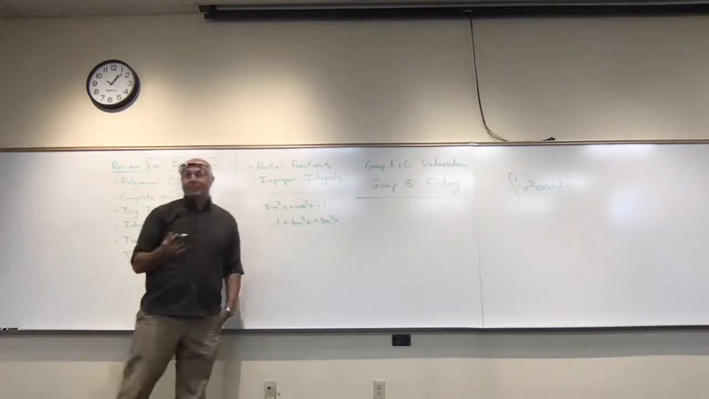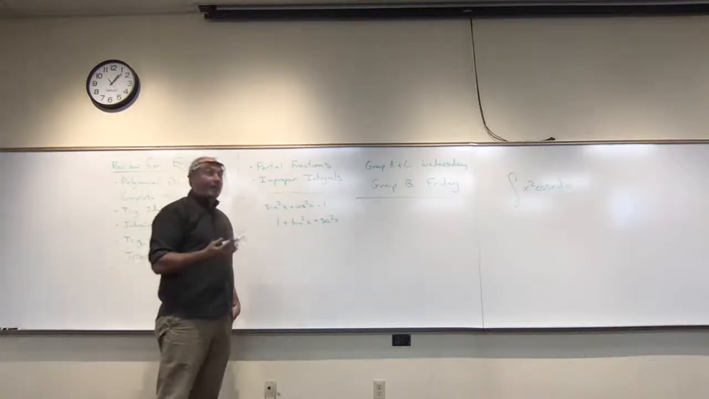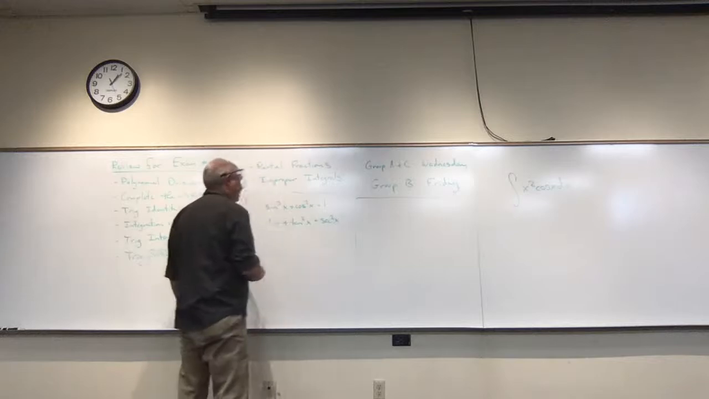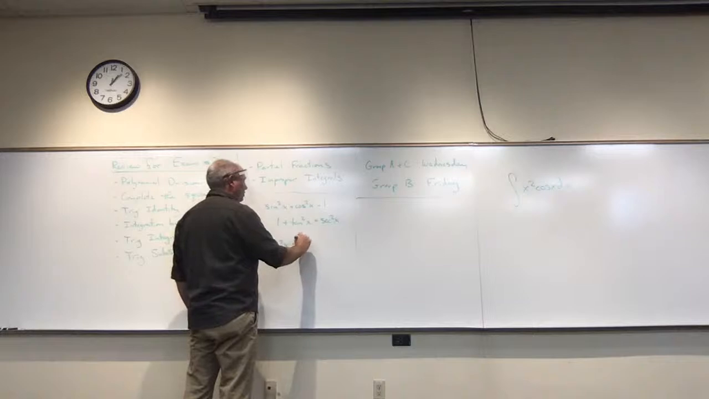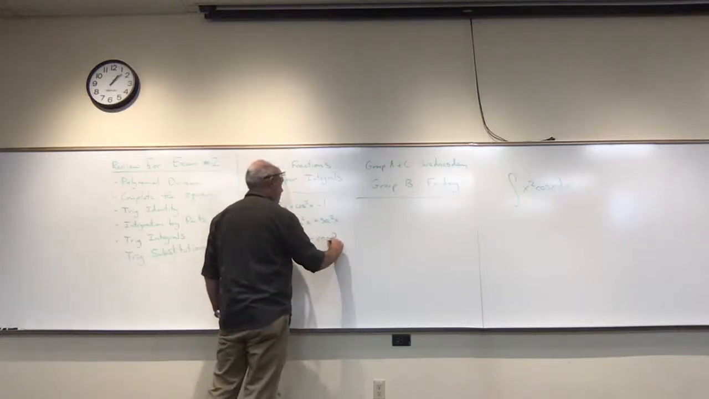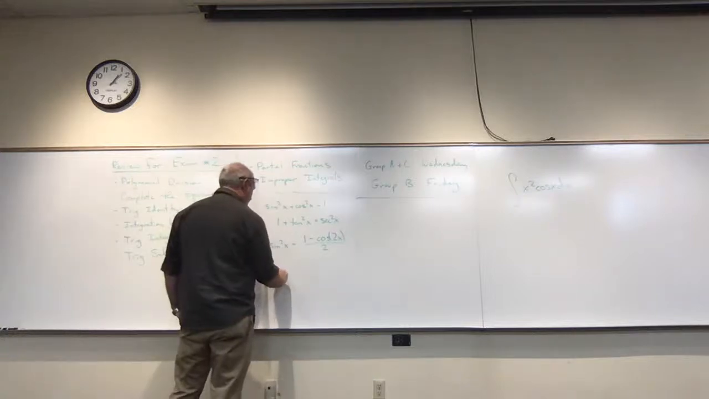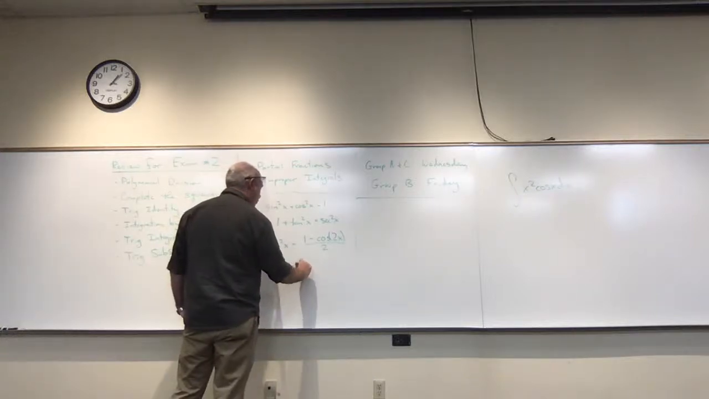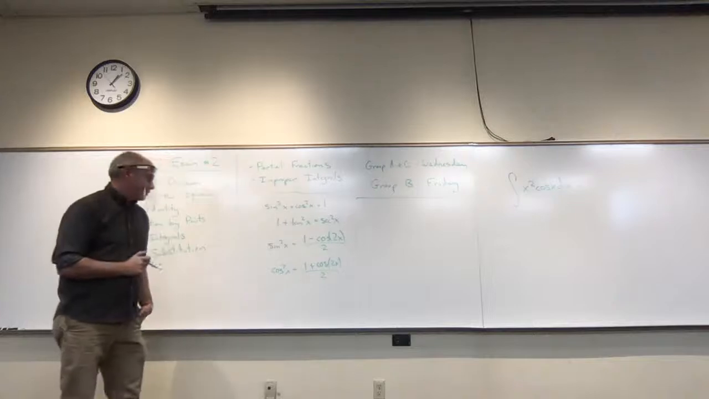Also, half angle identities come up a lot in these problems, and I would expect that you know the half angle identities. So what's that? Sine squared of x is equal to 1 minus cosine 2x over 2, correct? And then cosine squared of x is equal to 1 plus cosine 2x over 2.